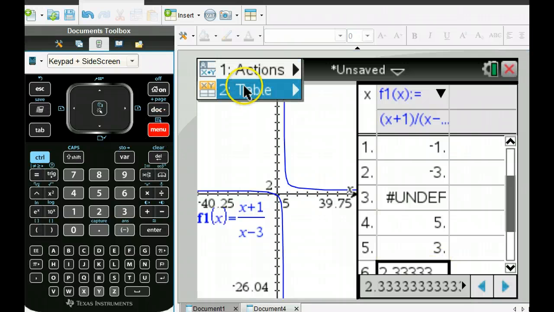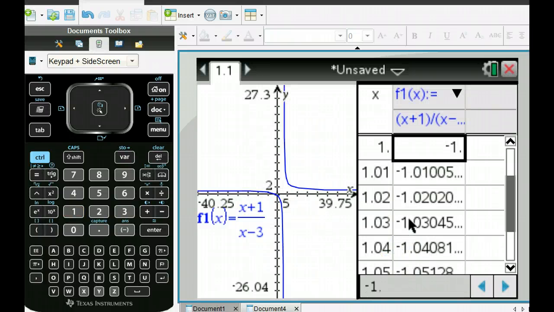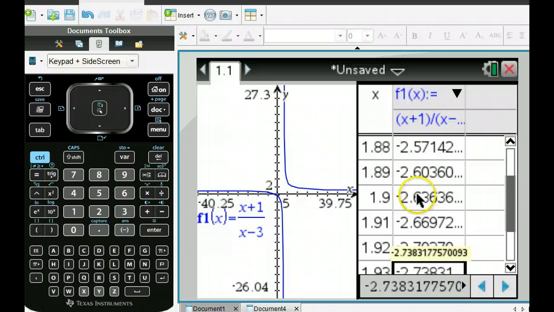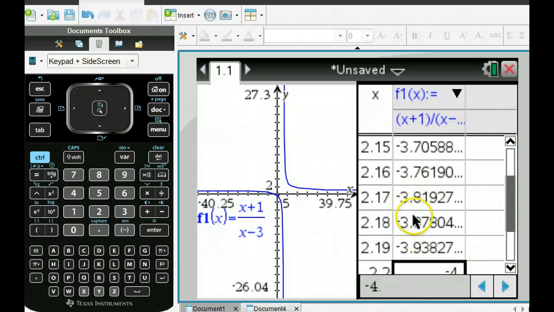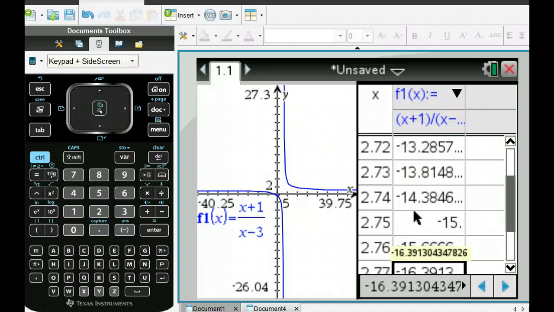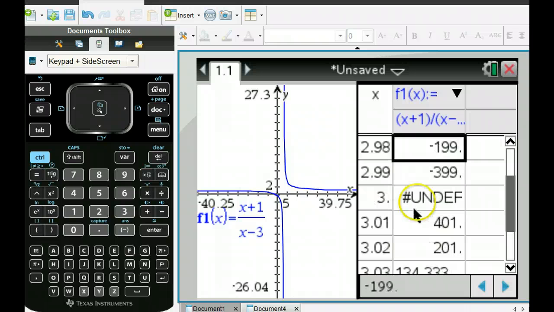I'm going to modify my table and change the settings a little bit. I want to do a t-step of 0.01. And so I want to get close around 3 and see what happens. So if I go OK here, I'm at 1. Yeah, this is -1. That isn't so big. And I get to about -2. Then I'm at -3. That isn't so big, negative. But look what happens as I start getting closer and closer to 3. This really starts dropping off.